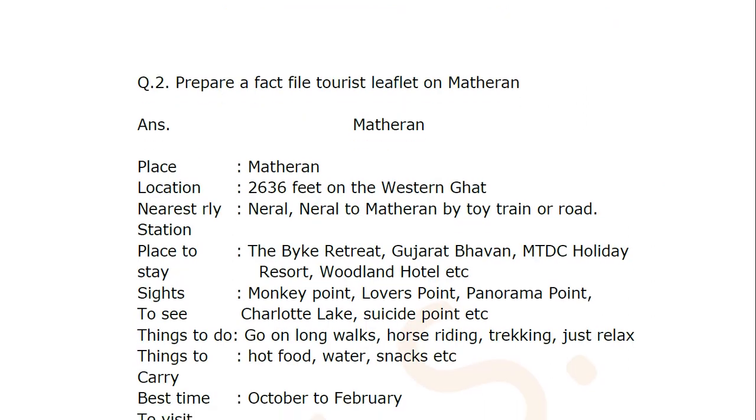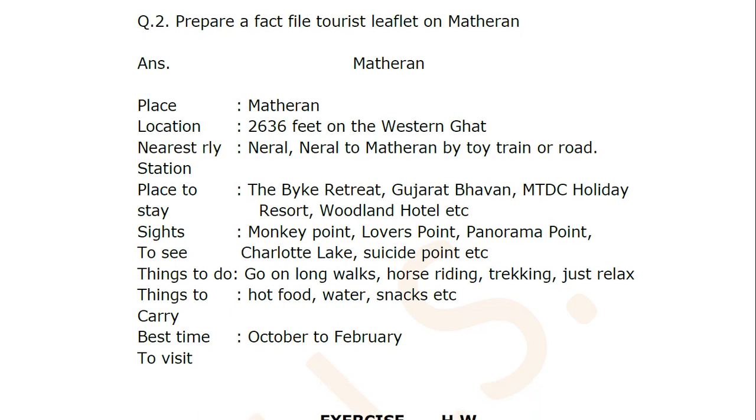Prepare a fact file or tourist leaflet on Matheran. Matheran, the place. Location: 2636 feet on the Western Ghat. You can just say on the Western Ghat or on the Ghat. Nearest railway station is so long, so I've written the word station down and then you have the answer here, Neral. Now from Neral, how to go? Neral to Matheran by toy train or road. See, doesn't matter if this line is left. Okay, don't think that you're doing something wrong.